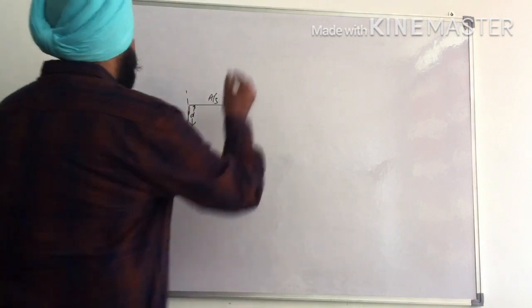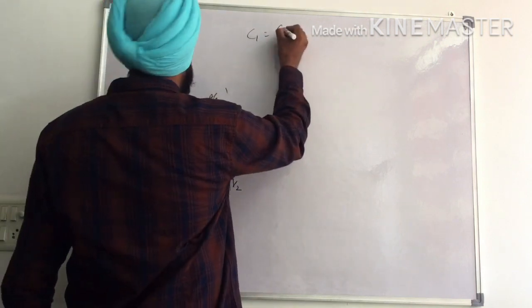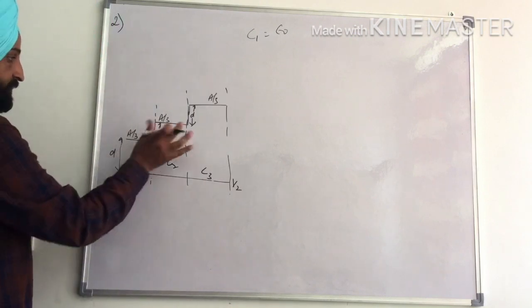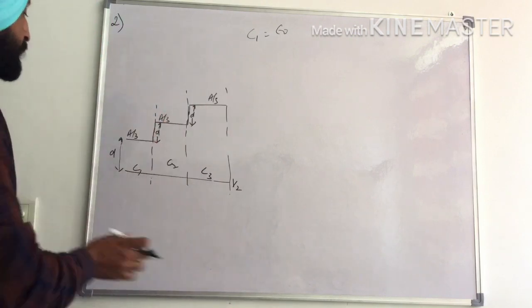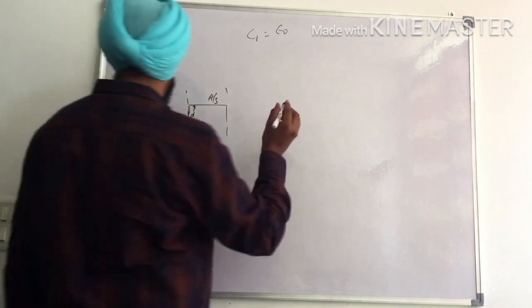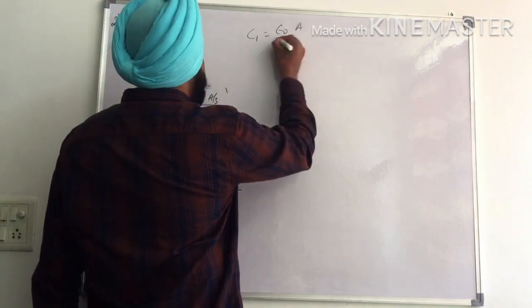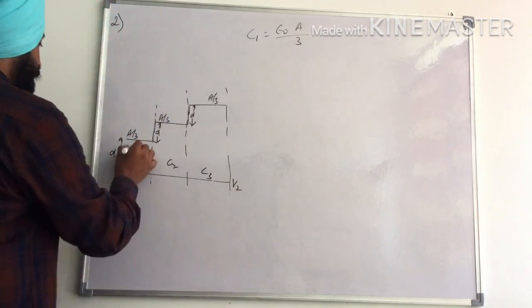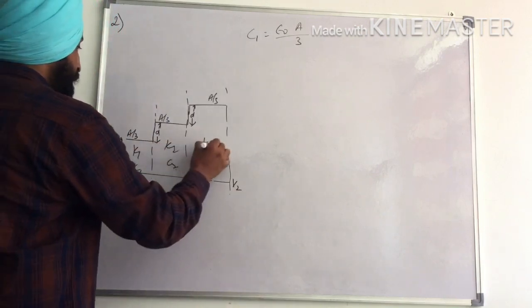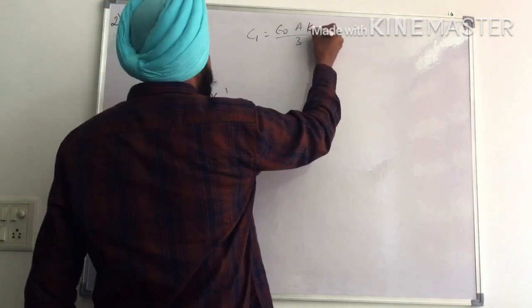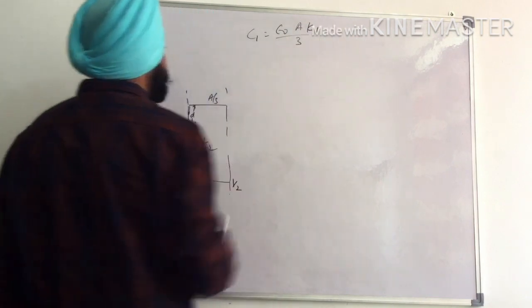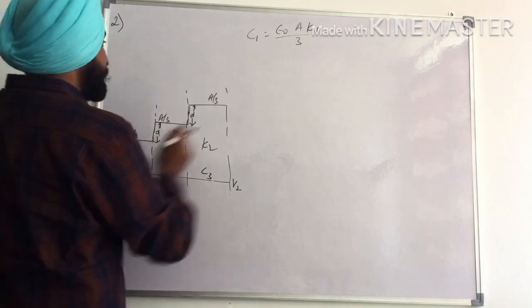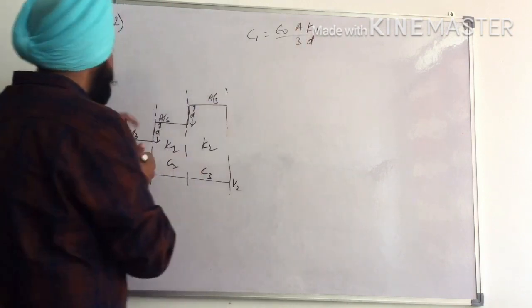So firstly, what will be the value of C1? C1 will be equal to epsilon naught. What's area? Area is A by 3 because these three are divided equally. So area will be A by 3. Here dielectric constant is K1. So epsilon naught A K1 by 3D. What is D? D is of course equal to D here.